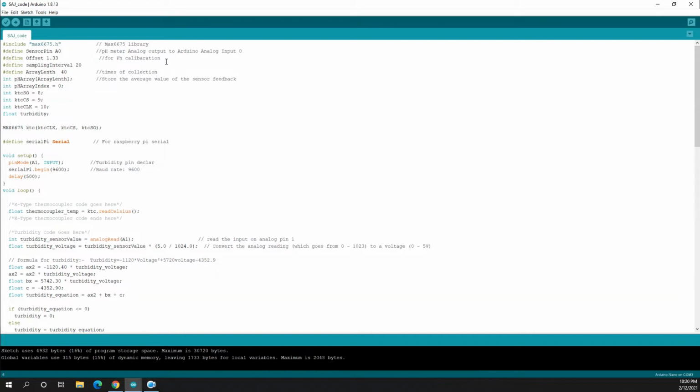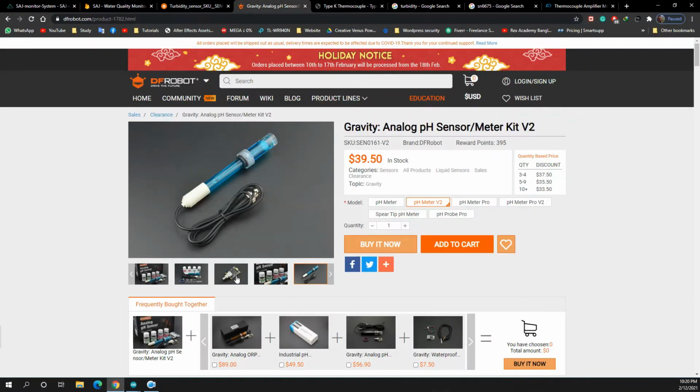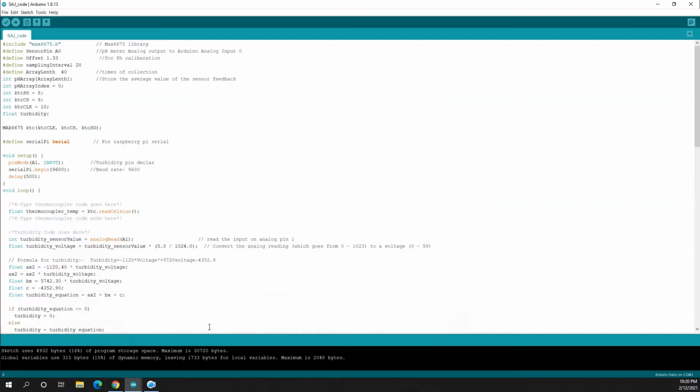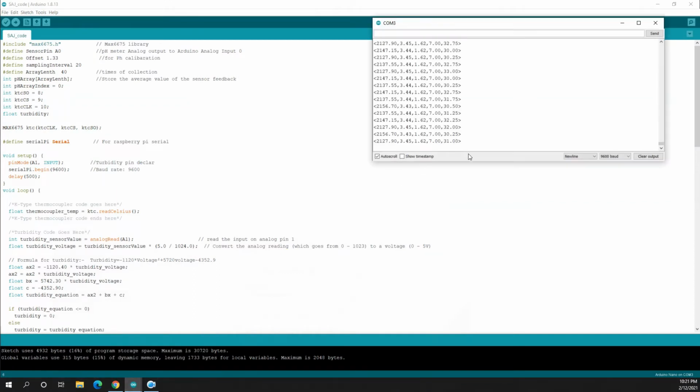To use the pH sensor, we need to calibrate it first, and for the calibration, the company already gave us some buffer solution. We are using pH 7, and the pH 7 will be reflected at 25 degrees Celsius. The probe is calibrated, but according to our room temperature we have to calibrate it. And from my K-type thermocouple we are getting the temperature 32 to 31. Let's consider 30 to 32 degrees centigrade.